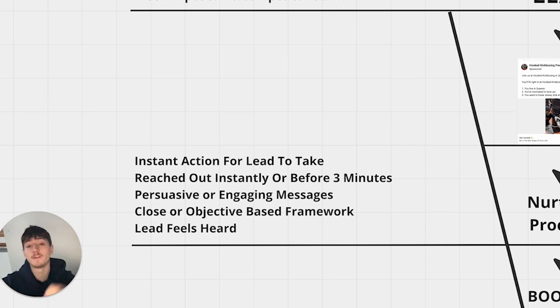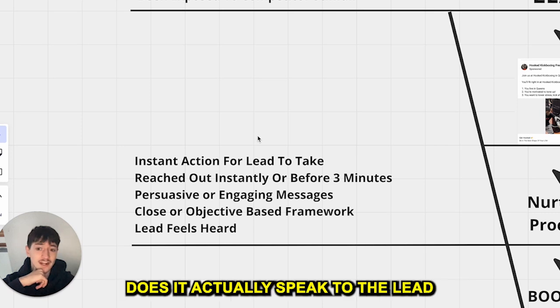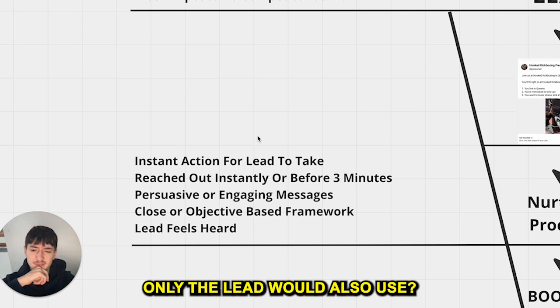And I'm not talking about on the Facebook ad side of things, I'm talking about the SMS side of things. So do they get an automated text saying claim your voucher here as soon as they sign up? Have they been reached out to ASAP? Are the messages you're sending them persuasive? Are they engaging? Does it actually speak to the lead and use terms that only the lead would also use?